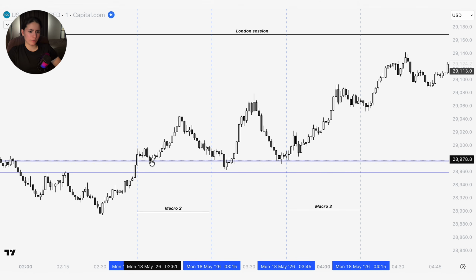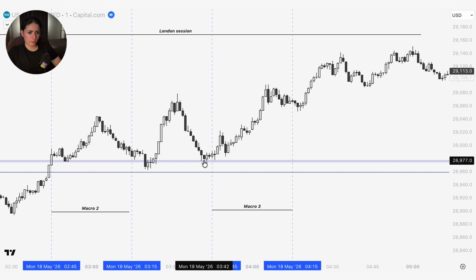In general, you could open a position here, but the risk-reward ratio wasn't that great. Personally, I would wait for another macro window because it's always better to wait for a cleaner test. But if we look at the third macro window, we finally get a beautiful entry point right from our level.